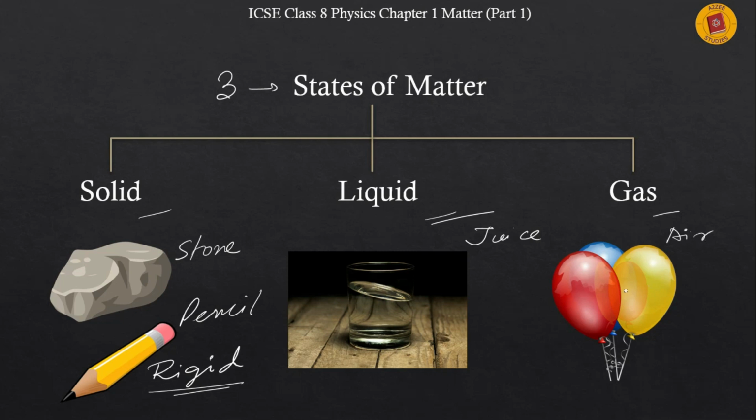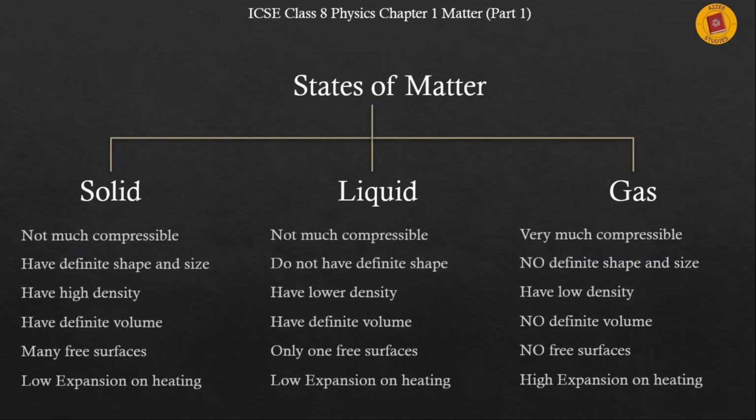Then comes gas. An example of gas can be air. We see that air takes the shape of the vessel in which it is kept. For example, we can put air in a balloon, right? So we will study the three states of matter in a detailed way here.